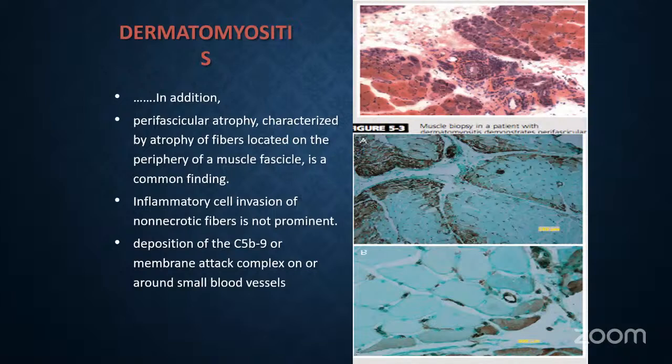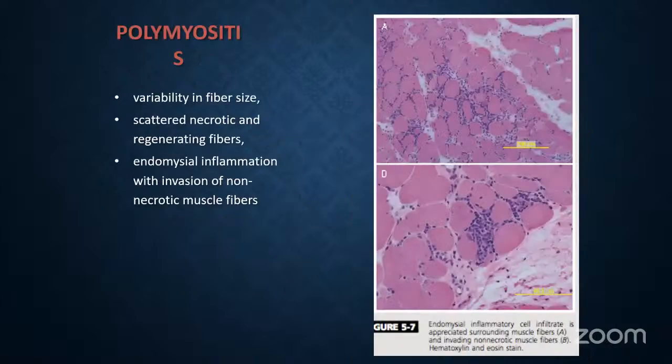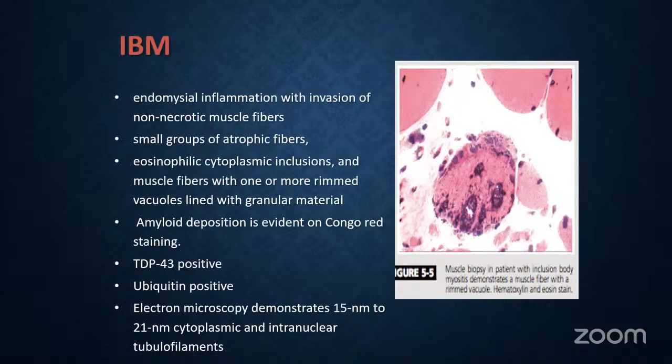small blood vessels. In polymyositis, there will be a variability in fiber size, scattered necrotic and regenerating fibers with endomysial inflammation with invasion of non-necrotic muscle fibers. In IBM, we can see endomysial inflammation with invasion of non-necrotic muscle fibers, small groups of atrophic fibers, eosinophilic cytoplasmic inclusions, and muscle fibers with one or more rimmed vacuoles with granular material can be seen.